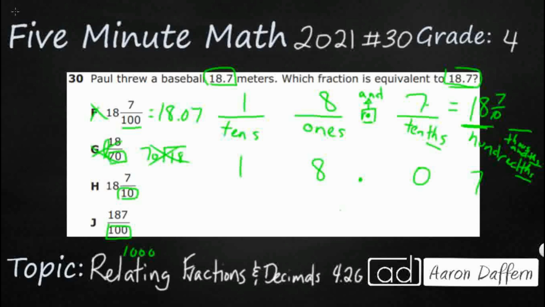So that's incorrect. And then this 187 over 100, that's actually an improper fraction. So the hundredths place would actually have to hold the 87, and the 1 spills over. It'd actually be 1 and 87 hundredths, because it's an improper fraction. So it's close, but not quite what we need. Our answer here is H, 18 and 7 over 10.